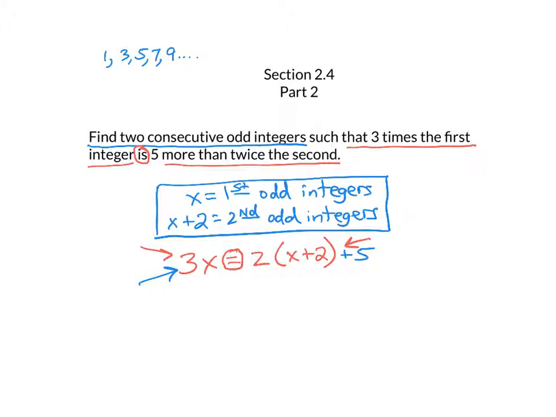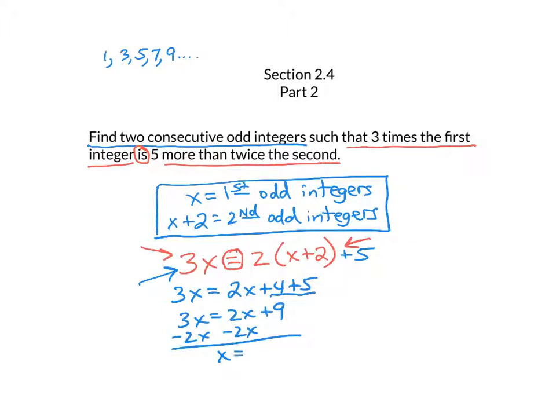I would go through and solve it. If I solve this, I'm going to have 3x is equal to, getting rid of the parentheses, 2x plus 4 plus 5. I'm going to combine my like terms. I'm going to have 3x equals 2x plus 9. I could subtract 2x from both sides. I get a final answer of x is equal to 9. So 9 is the first odd integer, and 11 would be my second odd integer. So the answers would be 9 and 11.